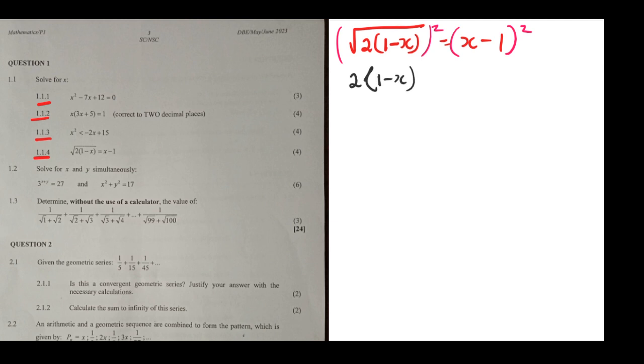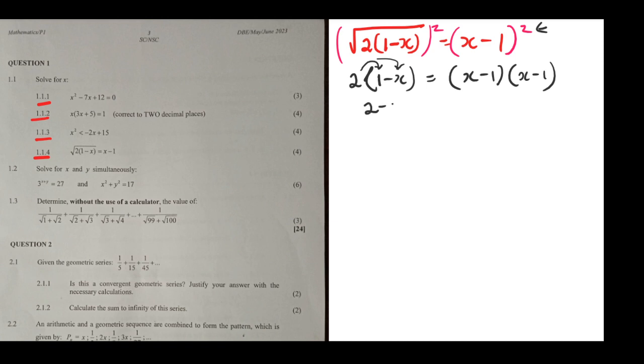So that's what we are getting for 1.1.3. Now let's do 1.1.4. We have the root of 2 into 1 minus x equals x minus 1. So these are surd form equations, right? The first thing you do is square both sides. And once you square both sides, you're going to have 2 into 1 minus x equals, let's expand, x minus 1, x minus 1. Why are we expanding? There's the power 2 there. So we multiply everything here, right?